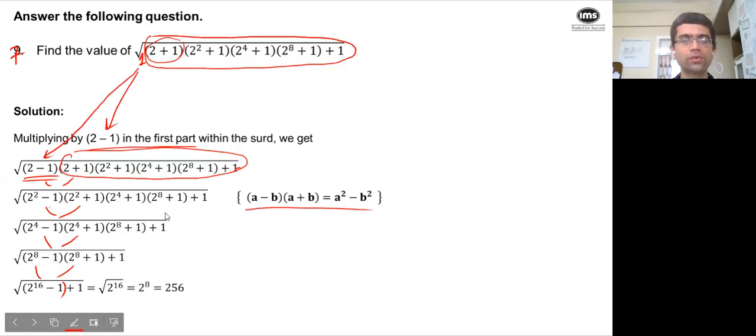Right? Nothing else was done to any other terms, and recursive use of a plus b, a minus b as a square minus b square. Anyone who has not understood, please post. Why 2 minus 1, Divya? Because I wanted to use this a square minus b square property recursively, and hence I wrote 1 as 2 minus 1. I wanted to make my calculations easier.